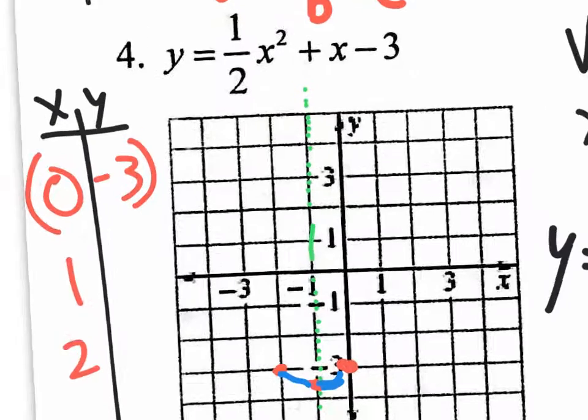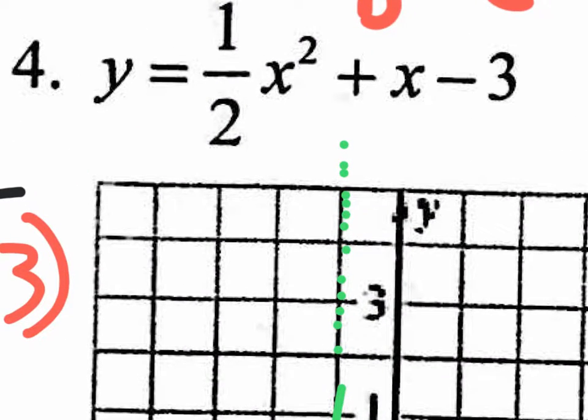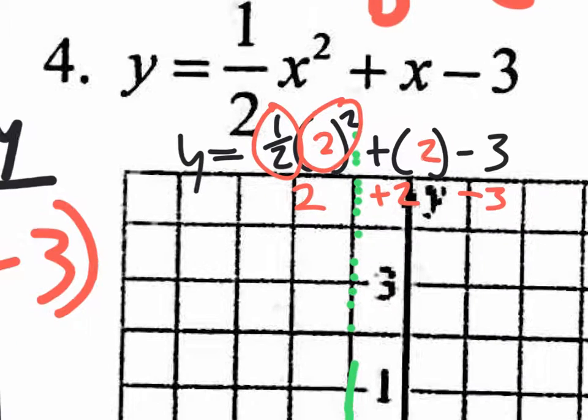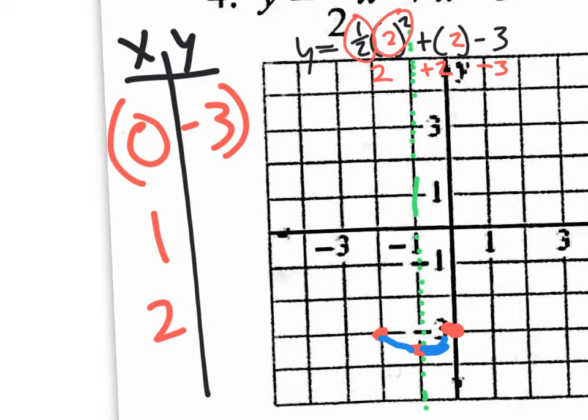Let me first replace the x's with parentheses. And let me plug in a 2 right there. So when I go 2 squared, that's 4, and 4 times the half, that's going to be 2. And then I have plus 2, but then take away 3. 2 plus 2 is 4, take away 3 is 1. So when I plug in 2, I get out a 1. Does that make sense?